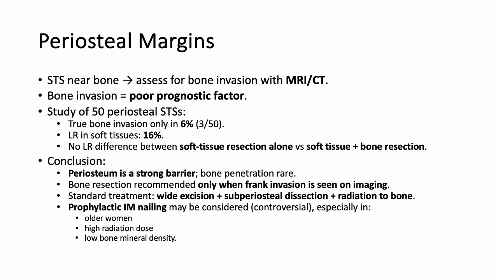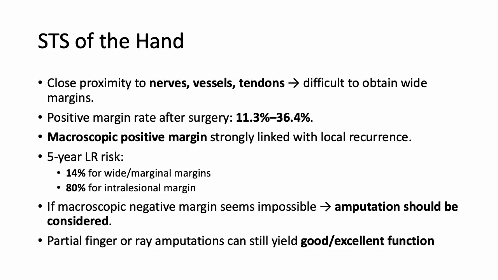And the standard treatment is still wide excision plus subperiosteal dissection plus radiation to bone. However, we should be cautious that radiation-associated fracture may be seen in these cases. And then prophylactic IM nailing can be done to prevent this as well if the patient is old, a high radiation dose is to be given, or low bone mineral density is seen.